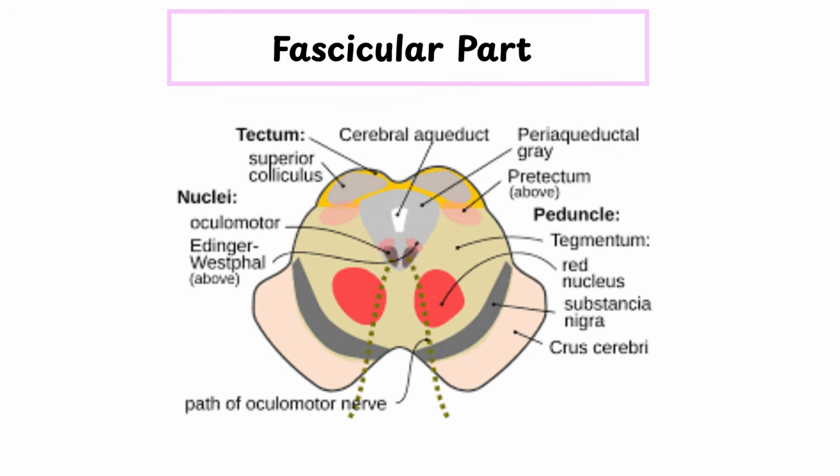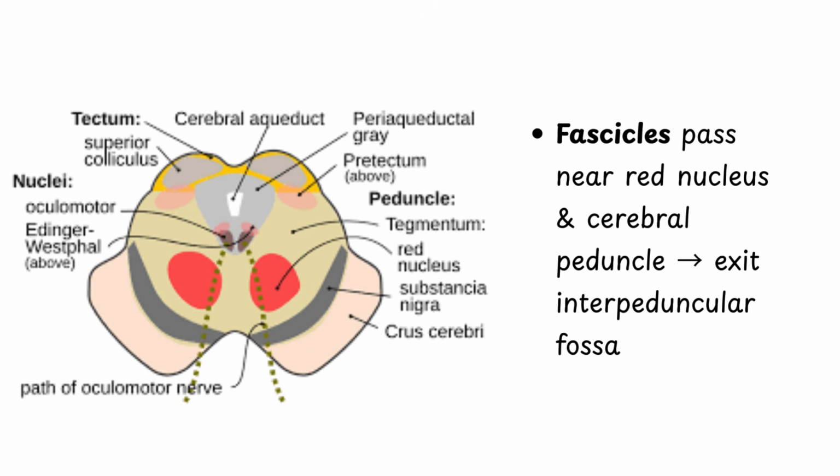Now let's discuss the fascicular part of the third nerve. After the third nerve emerges from the nucleus, it passes close to the red nucleus, the substantia nigra, and the crus cerebri.